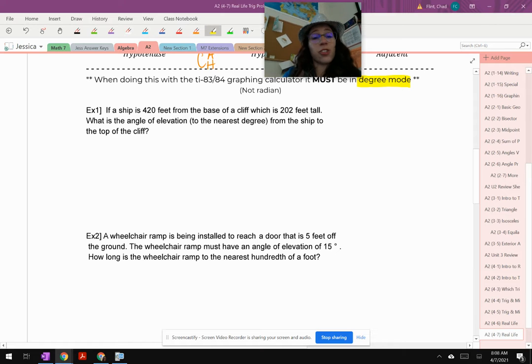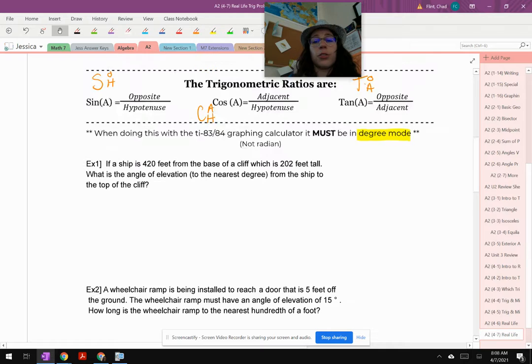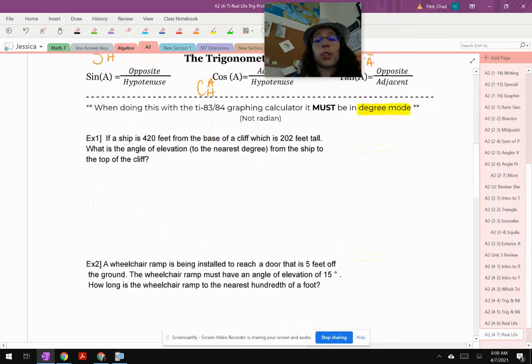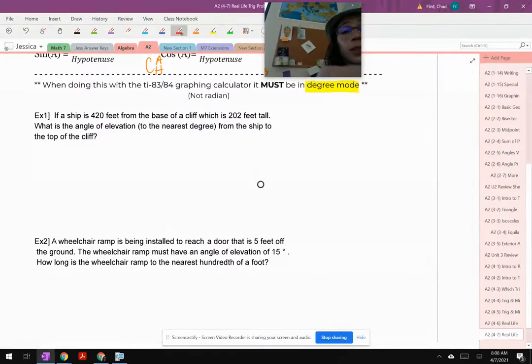Example 1 on lesson 4-7. If a ship is 420 feet from the base of a cliff, which is 202 feet tall, what is the angle of elevation to the nearest degree from the ship to the top of the cliff? Boom! Mind blown. Okay, so first, like we went over in our intro, you need to start by drawing a picture, and it has to be a right angle of some sort.